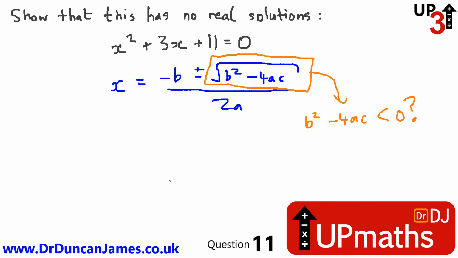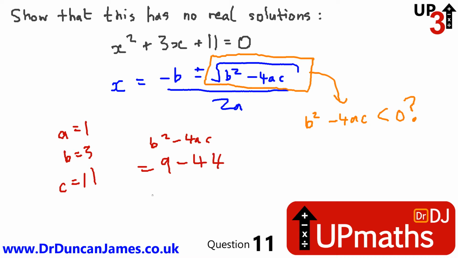Okay, let's do it. So a equals 1, b equals 3, c equals 11. So b squared minus 4ac equals 9 minus 44. Okay, right, well that is clearly less than 0. There we go, we've shown it. Not possible, and you could write a sentence if you wanted, not possible because b squared minus 4ac is less than 0, which cannot be square rooted, therefore no real solutions. Or you might write something else.